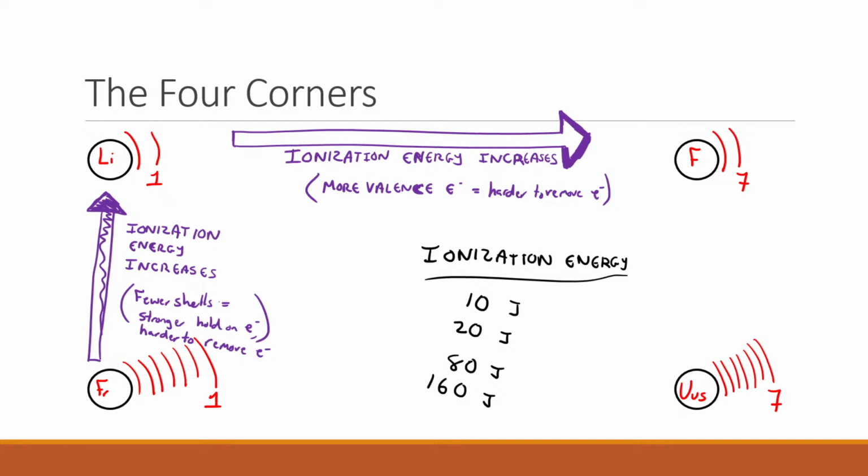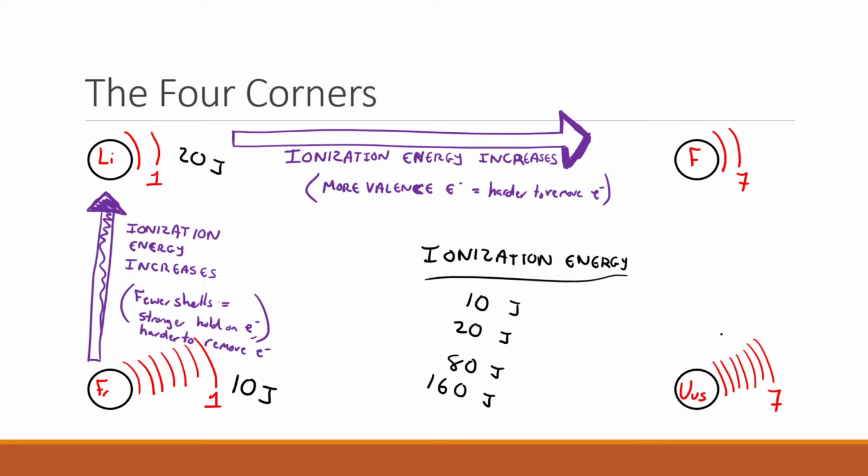The 2 lowest values, the 10 and the 20, are going to go to the 2 elements that want to lose electrons. The lower of these 2 is going to be francium. And that means the 20 is going to go to lithium. Both of these want to lose electrons. Both of these have low ionization energies. Lithium's able to hold on a little bit stronger because it has fewer shells. But that doesn't mean it's going to have a very high ionization energy. It just means it's going to be higher than francium.